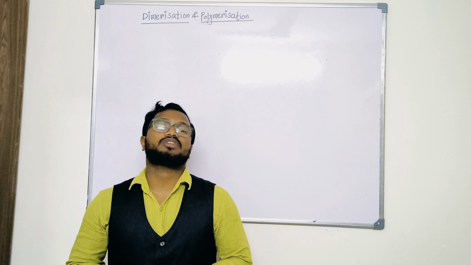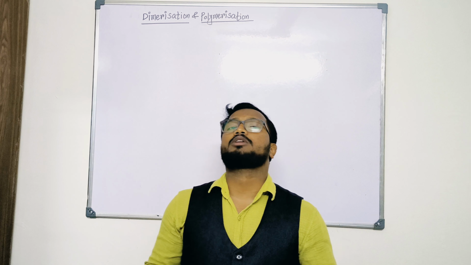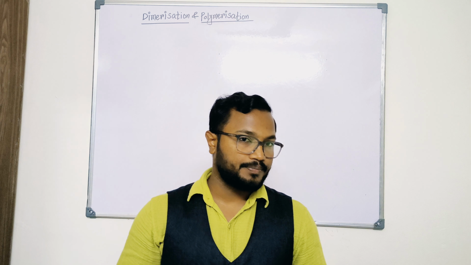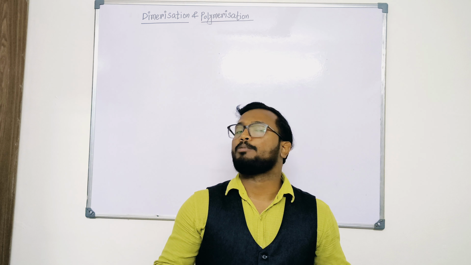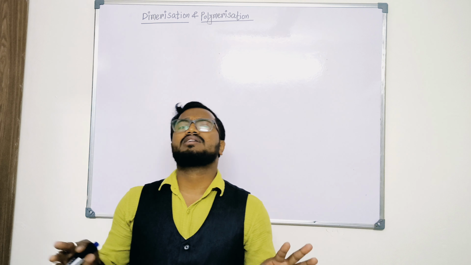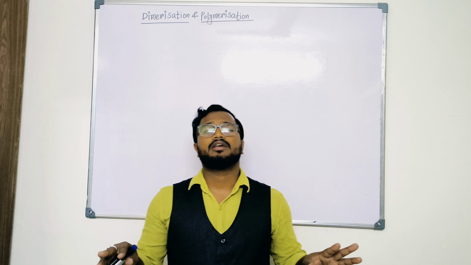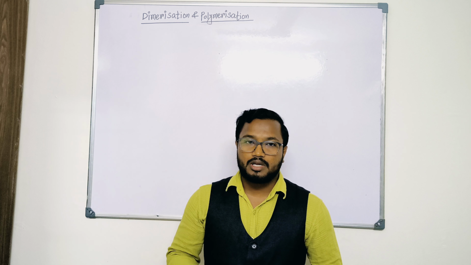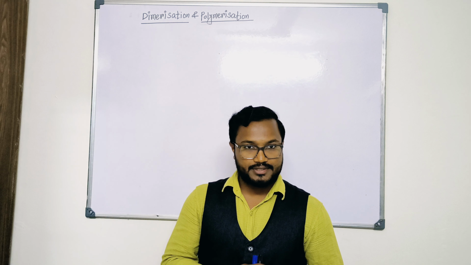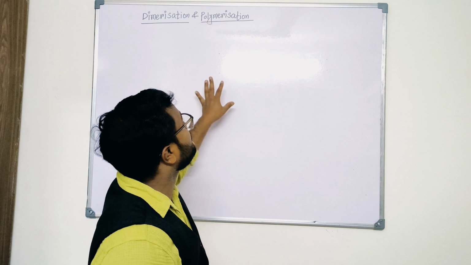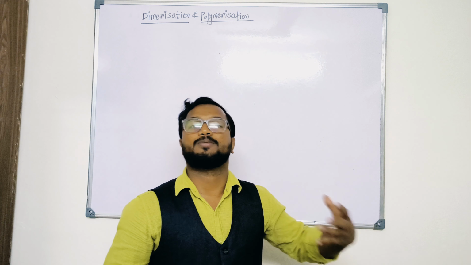Today we are going to start one of the most important parts of chemical bonding. That part is considered as dimerization and polymerization. Actually, we can't say that polymerization is a topic of inorganic chemistry or organic chemistry. It is equally important in both cases. So, this part actually deals with bridge bonding.